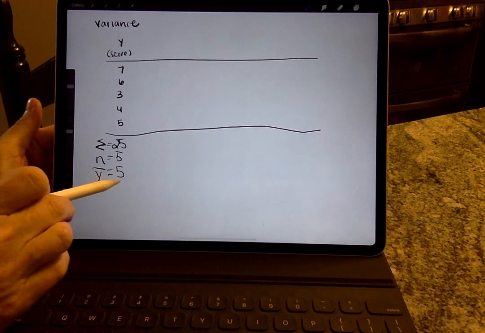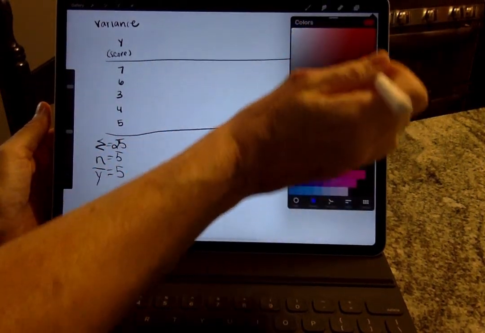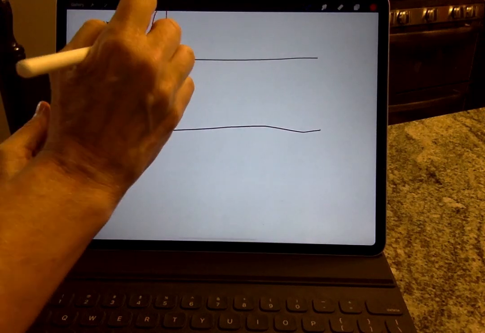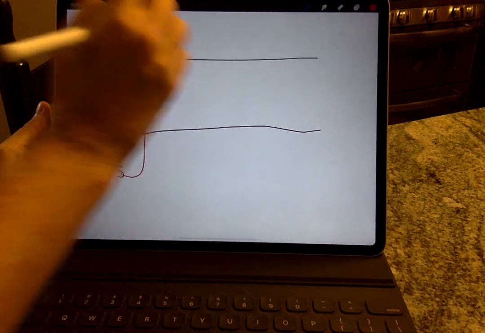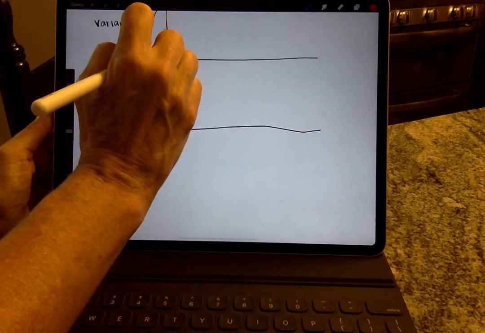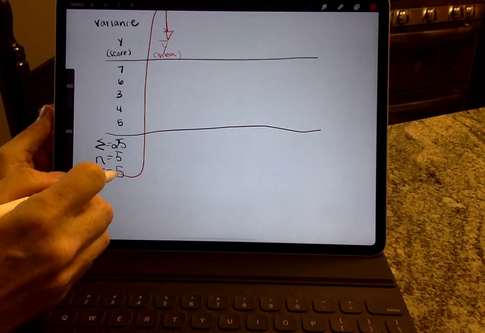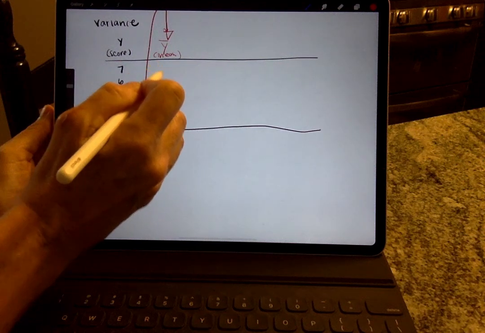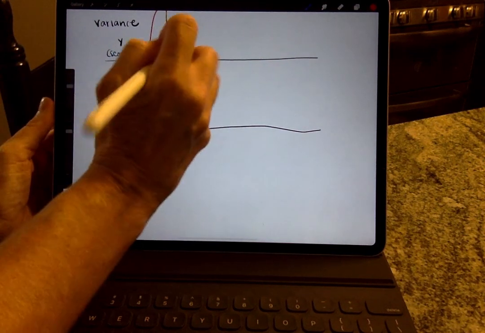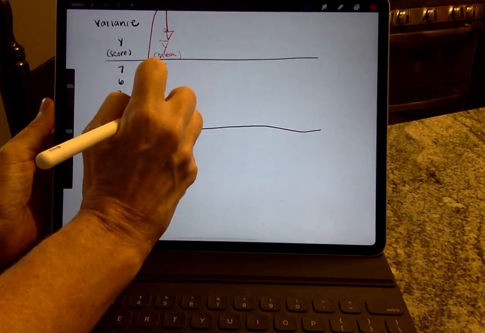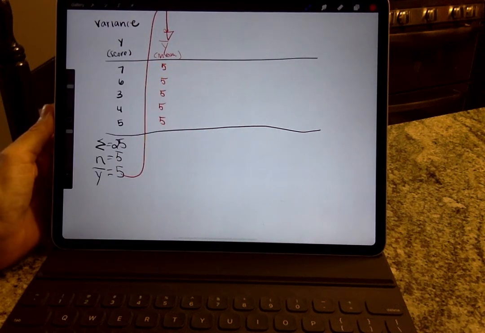All right, what we are going to do now is take this mean and transfer it into this column, because this column is labeled y bar, which is the mean. We're going to write this 5 next to each one of those 5 scores. Now we don't need to do any summarization down here. All we're doing is moving the mean over.